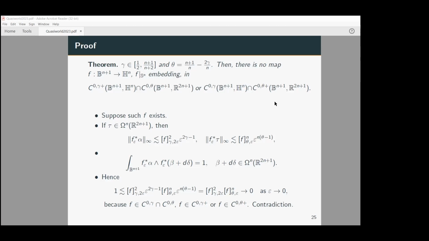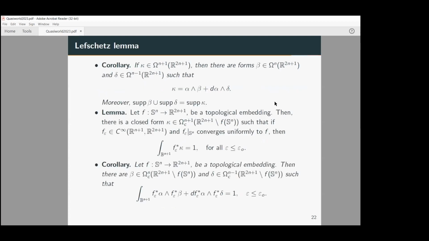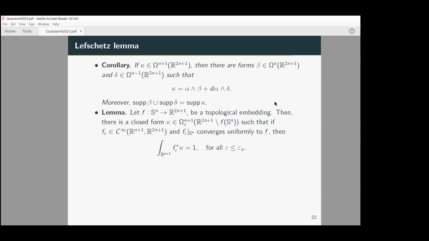So now beta plus d delta, these are very specific forms, right? Yes. These were coming from decomposing the formula you got from the Lefschetz, no, from duality, let me go back here. So we have this lemma. So this is basically Alexander duality. Yeah, the Alexander duality. Expressed in the de Rham cohomology. So, and now what I do, kappa is the n+1 form. So what I do, I decompose this form kappa as alpha wedge beta plus d alpha wedge delta.